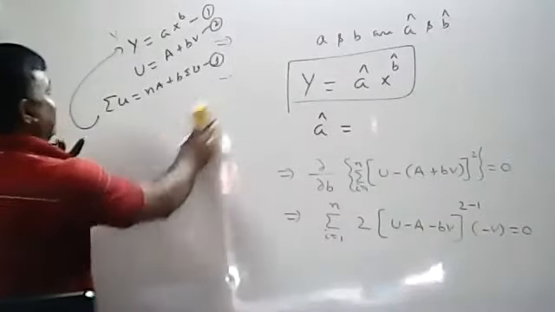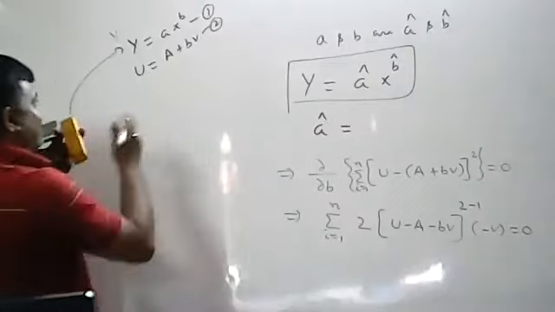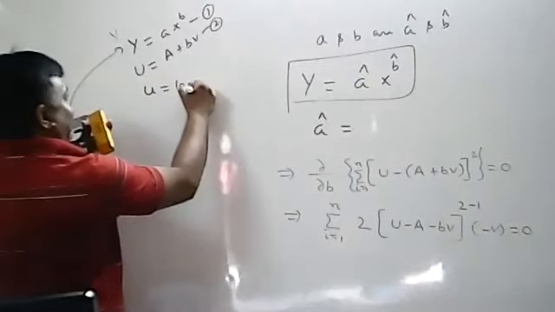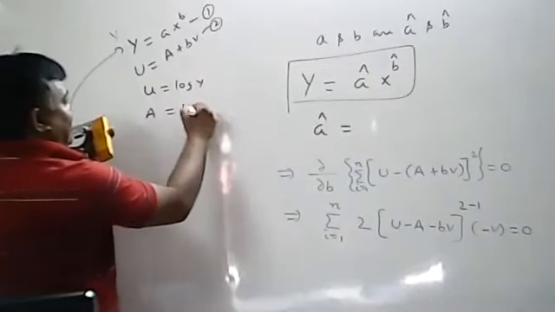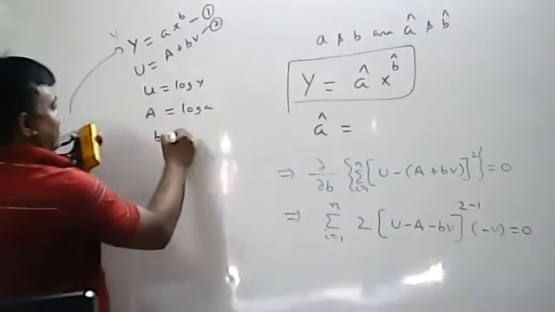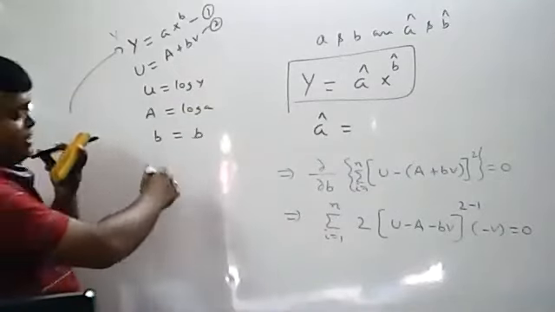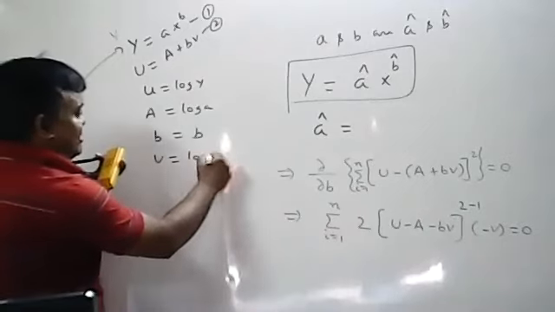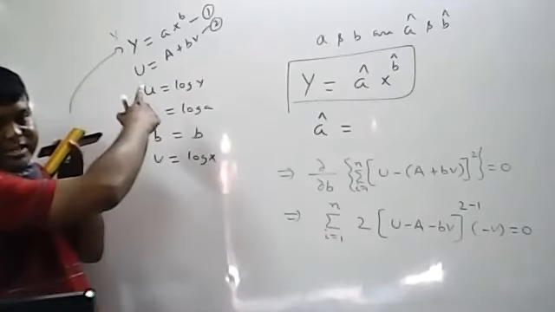In the second equation, what is u? U is log y. You have assumed capital A is log a, and small b equal to b, and x is log x. So these are the assumptions you have made in equation number 2.